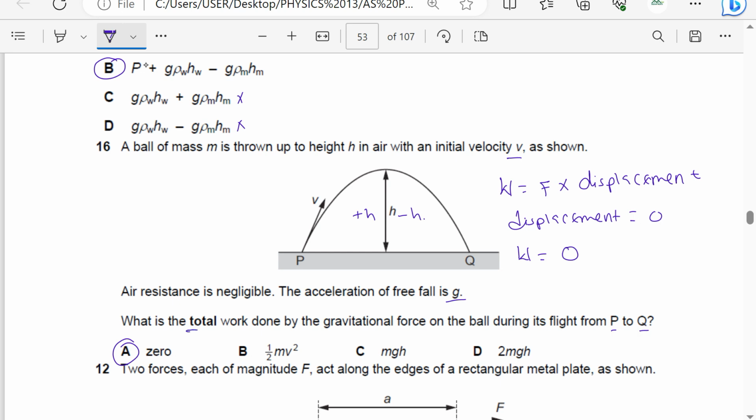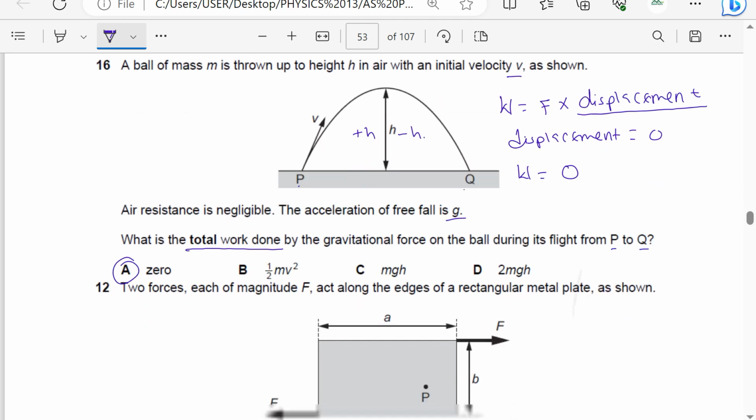Total work, because it is total work done, then the total work done is going to be zero, because work done is force times distance in the direction of the force, and distance in a specified direction is displacement. When we move from P back to Q, which is where Q is on the same horizontal line with the P, it means that the displacement is zero, therefore the work done is going to be zero. So the answer is A.